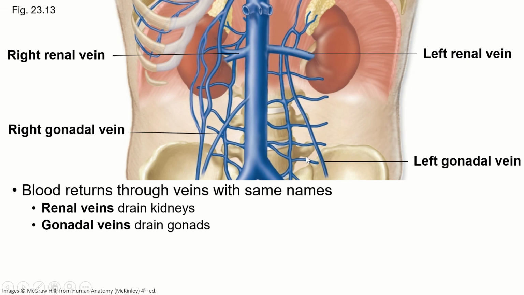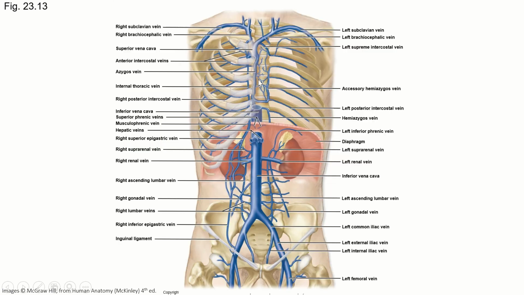Okay, blood returns to the vena cava through the left and right renal veins. Renal arteries, renal veins, easy peasy. The gonadal veins are a little weird. The right gonadal vein goes directly to the vena cava. The left gonadal vein does this weird thing here. Don't worry about it. It does flow back through the kidneys, okay? I mean, to the vena cava.